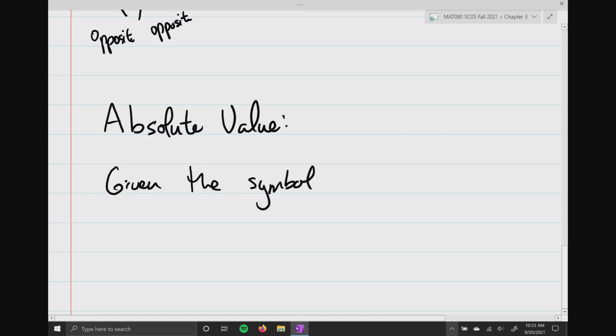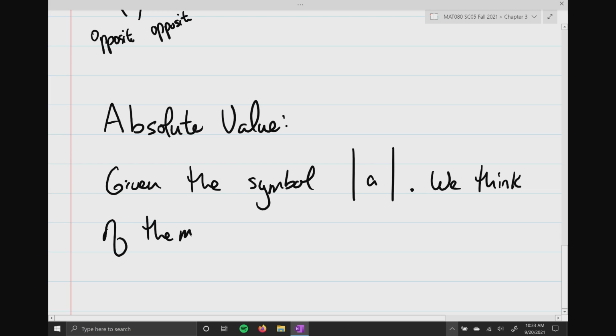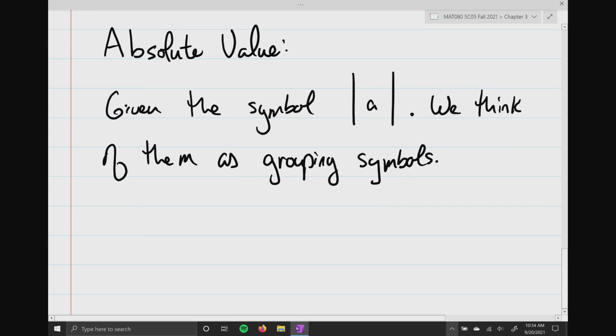The absolute value is given the symbol with those big bars. There's going to be a number written inside. Okay? But they're straight up and down bars. We think of them as grouping symbols when it comes to order of operations, but more on that in a little bit. What I want to know is, what is the absolute value of 2? Does anybody know? I'm just trying to see if we've seen this before. Say it again. 2. I agree.